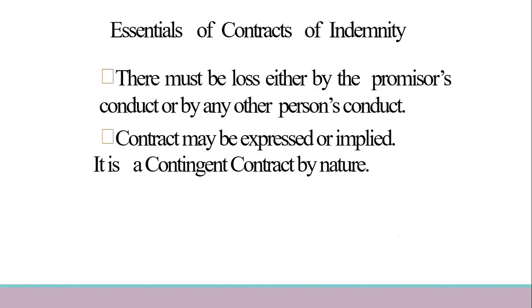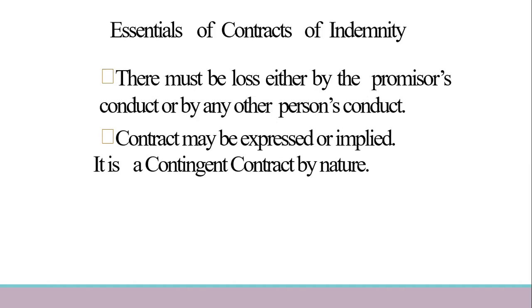So these are the essentials of a contract of indemnity. A contract of indemnity should have all the essential elements of a valid contract that we have already discussed in Chapter 1, such as consideration, free consent, competency to contract, and lawful object. All the essentials must be fulfilled by the contract of indemnity.